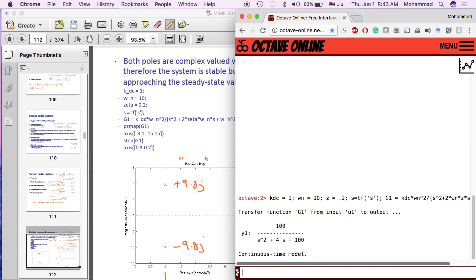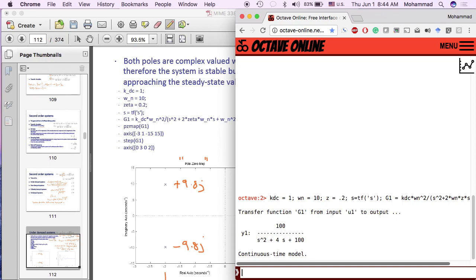So you see the transfer function given to you. Omega n is 10, so omega n squared is 100. KDC is 1, so 1 times 100 is the numerator of the transfer function, as you can see. The denominator is s squared plus 2 zeta omega n s. Zeta is 0.2, so 2 times 0.2 is 0.4, times 10 is 4, plus omega n squared, which is 100. So you can check that the transfer function is what we expect.